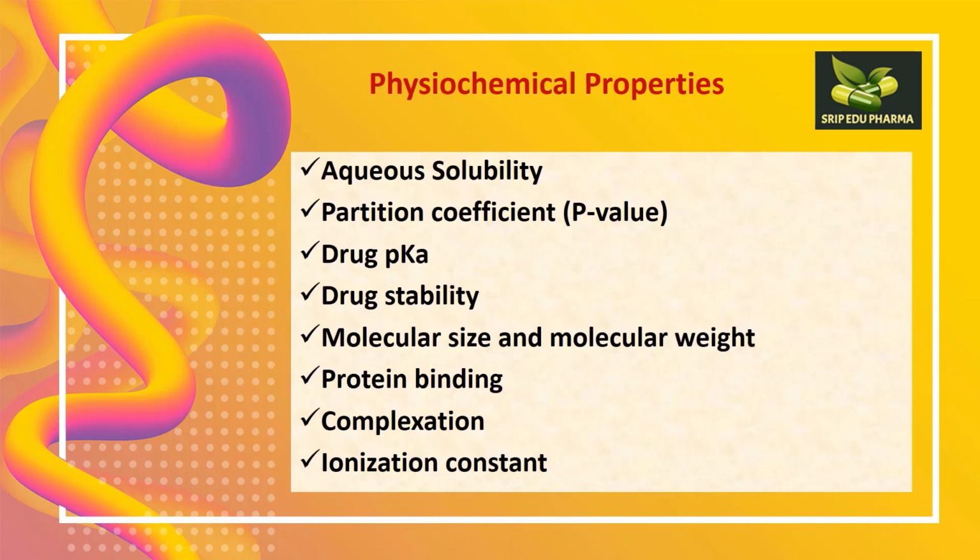The physicochemical properties of the drugs are the properties which are related to the physical parameters and the properties which are related to the chemical parameters. Like here we can see the hydrophilicity or lipophilicity of the drug, then its partition coefficient, then drug pKa, drug stability, molecular size, molecular weight, then diffusivity, then protein binding, complexation, ionization constant. These are some of the parameters which must be known before we design any controlled release system.